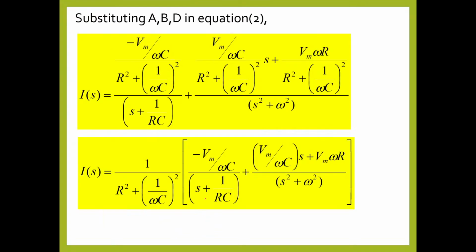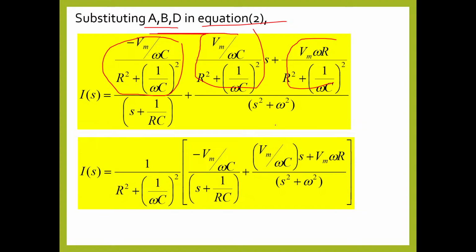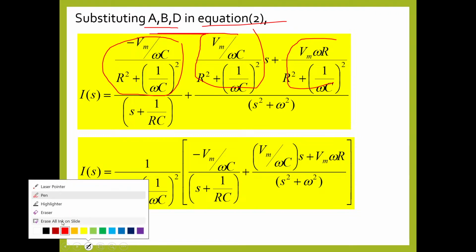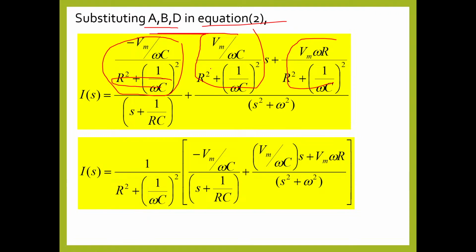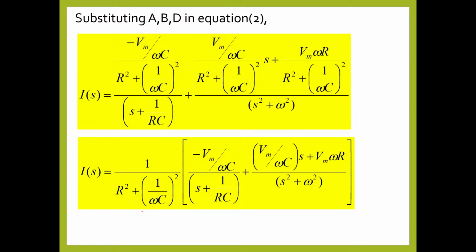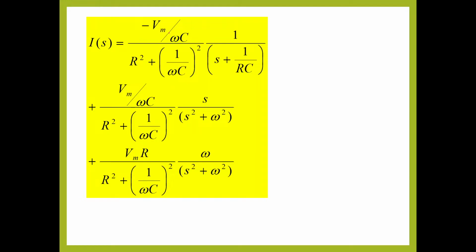So now I have determined a, b and d values or expressions. Substitute that in your equation 2. You will get this. And consider these numerator terms common and write them aside. If you see here, what I have done specifically is these new denominators, I have written them aside. All the denominators were exactly same, so I took them common. I took the denominators in the numerator common, and I rewrote the expression. And later on I split the whole expression into three parts.